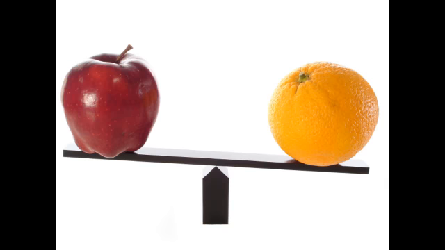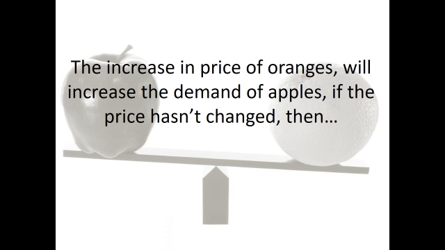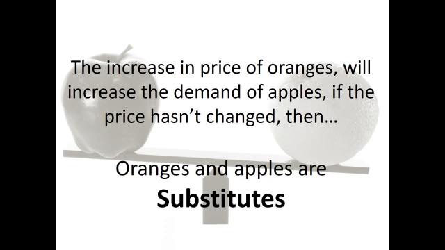If you look at apples and oranges, the increase in price of oranges will increase the demand for apples, if the price of apples hasn't changed. Then oranges and apples are substitutes. In other words, if the price of oranges does go up, or vice versa, the price of apples goes up, then consumers will look for substitutes such as oranges or pears.